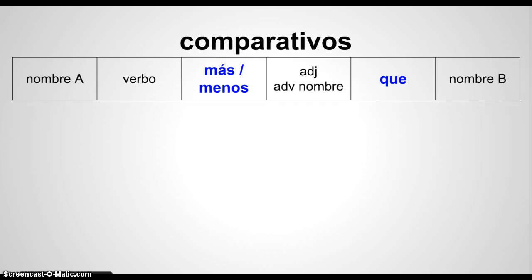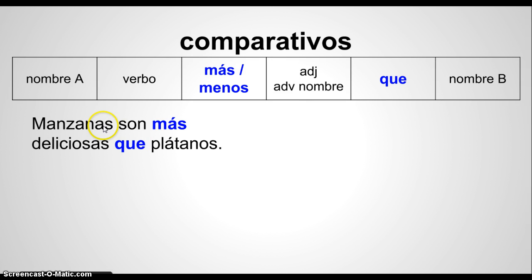Okay. So comparatives, comparativos, there's a simple formula to use them. It's pretty straightforward, almost a direct translation from English. You start with nombre A, or the first noun, and then you follow it with the verbo, whatever the verb is. That's usually going to be ser. And you have más or menos, an adjective or an adverb or a nombre or a noun, que, and nombre B, whatever the second item you're comparing.